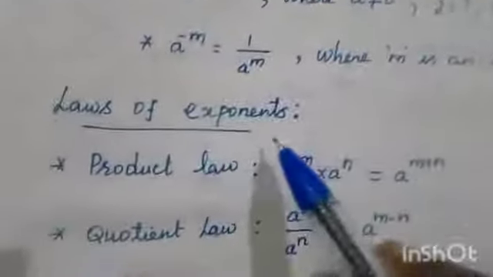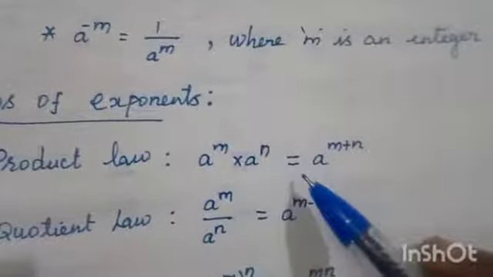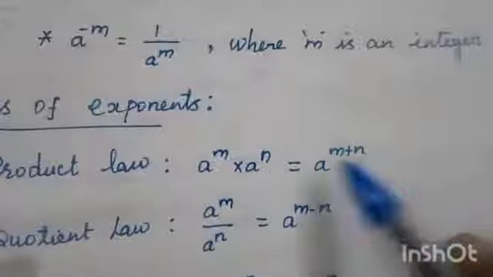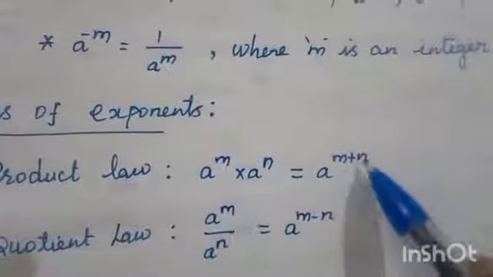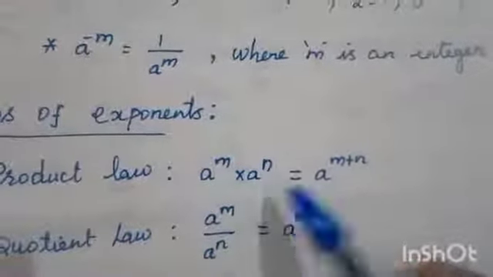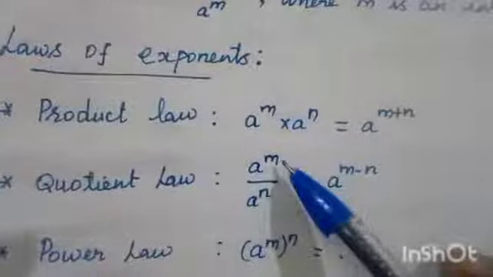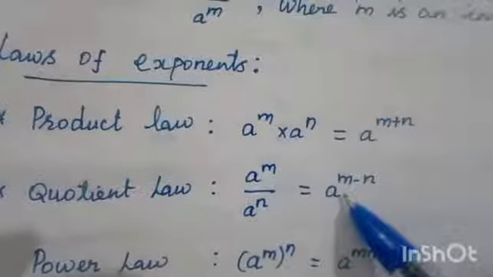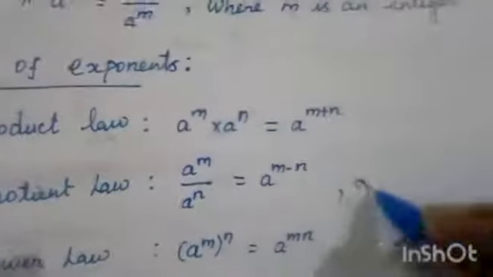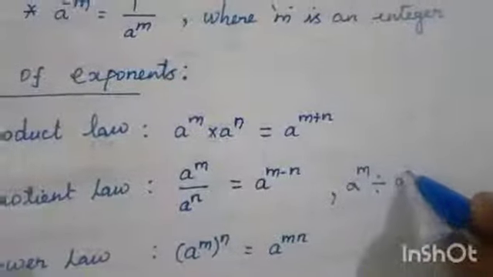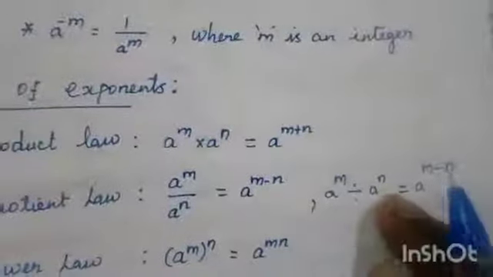Now listen to the laws of exponents. First, the product law: a power m into a power n is equal to a power m plus n. In a product, we have to add the powers, but first you have to check for the same base. Next, the quotient law: a power m by a power n is equal to a power m minus n. In other words, a power m divided by a power n is equal to a power m minus n. These two have the same meaning.